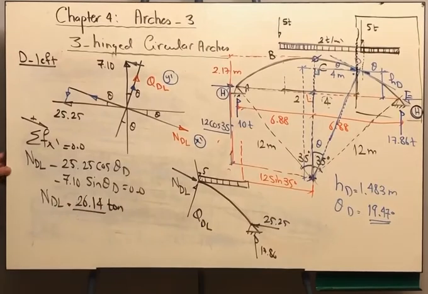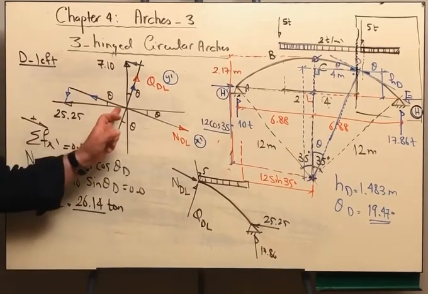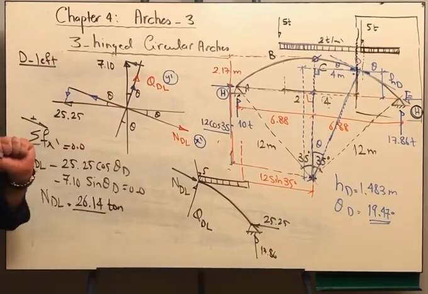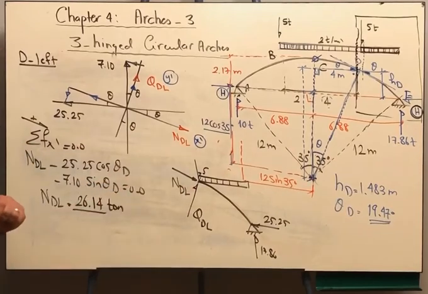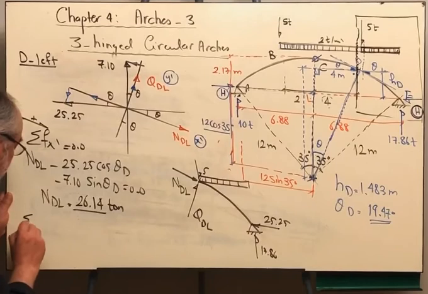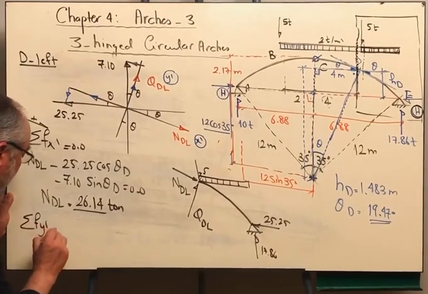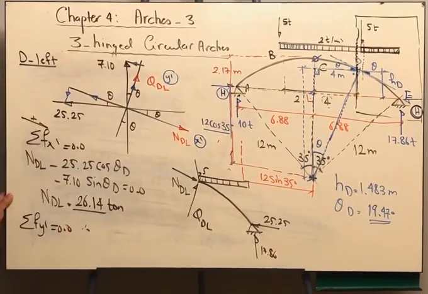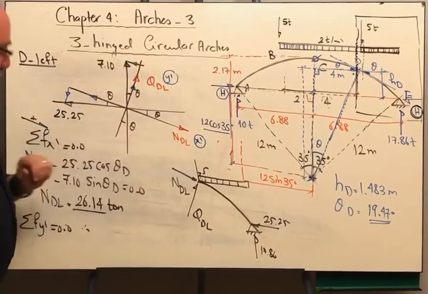Again, the positive sign indicates that we predicted the correct direction and the normal force is directed towards the section, then it is compression. Also, sigma Fy prime is equal to 0. We are summing the forces in this direction.